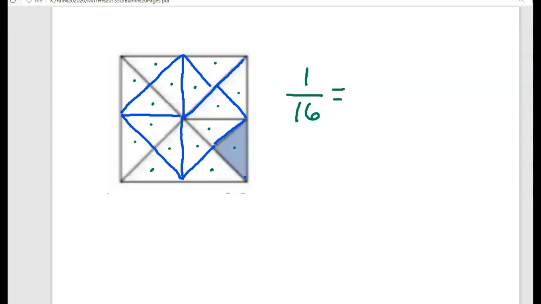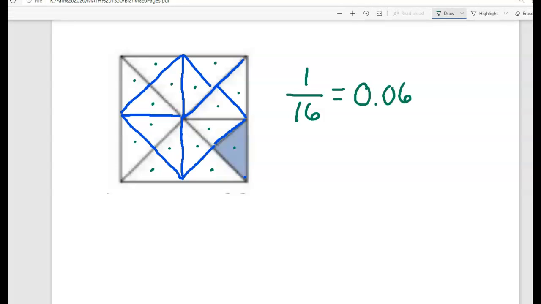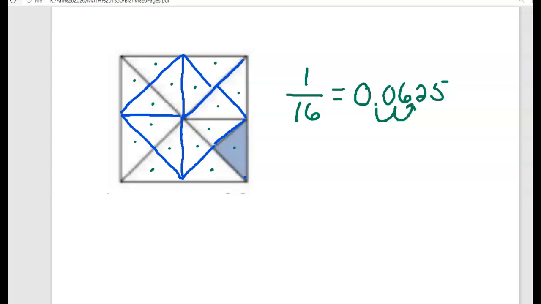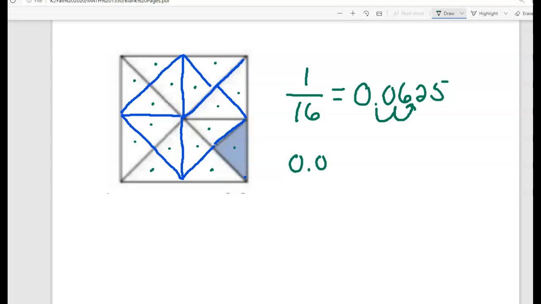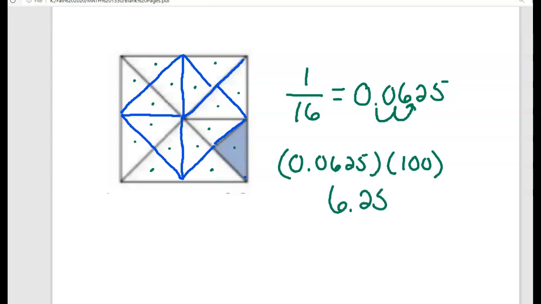And so whenever I take 1 divided by 16, I get 0.0625. And then to get that to be a percentage, there's one of 2 ways. I can either move the decimal place 2 places to the right, or I can take that 0.0625 and multiply that by 100, and I should get 6.25%.